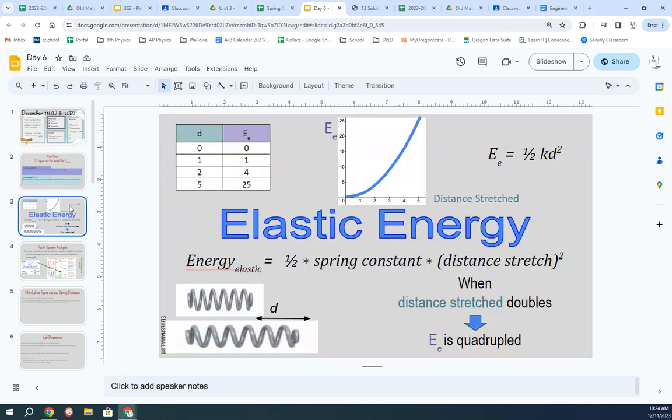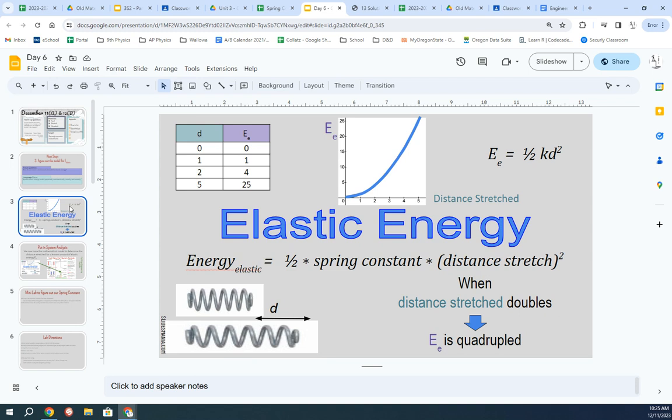All right, so for our elastic energy lab, you should have gotten this quadratic relationship, that energy equals some constant times the distance stretched squared. Again, the relationship that you're hopefully noticing is that as you increase the distance stretched, when that doubles, the energy stored is quadrupled. And this again was the lab where we dropped the mass and it stretches the bungee cord when it gets to the bottom. So hopefully that was the relationship that you noticed.